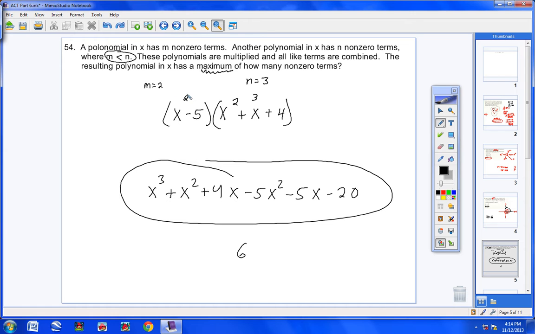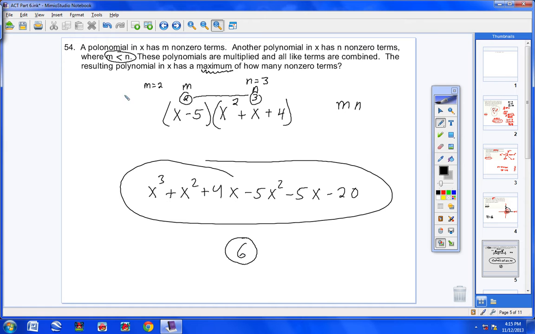In other words, however many terms you have here, and however many terms you have here, if you multiply them together, you will always get out the maximum number of terms. So if I have 2 terms here and 3 terms here, the maximum number of terms I'll get out is 6. So what does 2 stand for? M. What does 3 stand for? N. What did I just say that you could do to the 2 and the 3 to get out your possible maximum non-zero terms? Multiply them together. So it seems to me if you take M times N, you will always get out the maximum number of terms.